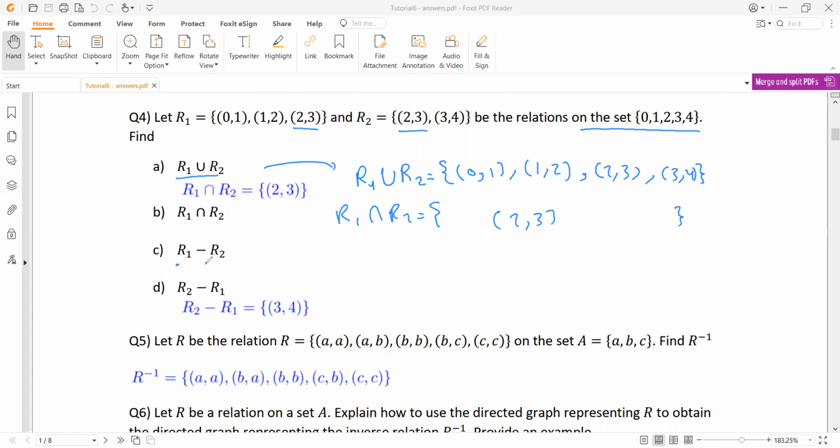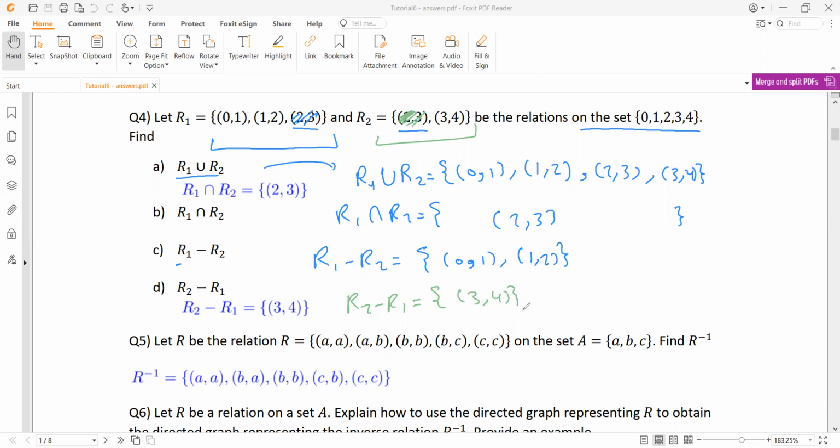Can you do R1 minus R2? Yes, of course, R1 minus R2. It means all R1 without the common part, without the intersection between them, which is the set of tuples 0, 1 and 1, 2. Can you do R2 minus R1? Yes, of course. All R2 without the intersection, which is, okay, the tuple 3, 4. Okay? Great.